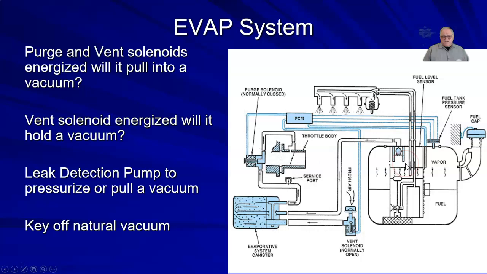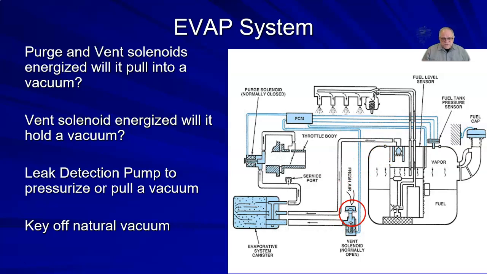The manufacturers have also started using what they call key-off natural vacuum. As you're driving down the road, the fuel tank is going to warm up. When you shut the car off, they're going to close this vent solenoid, which means our system is now sealed. As this cools, it's going to condense, and that'll create a natural vacuum. That test will be run after you shut the car off and walk away. This is what they're using to try to detect the smaller leaks.